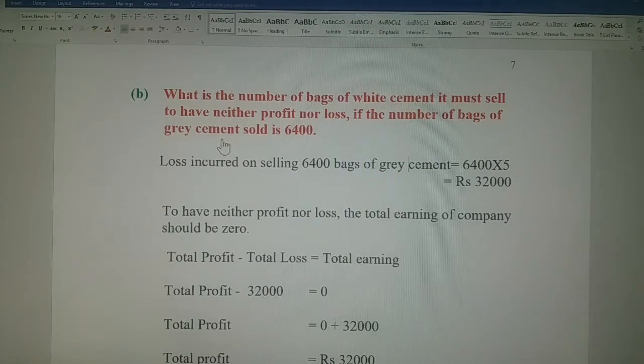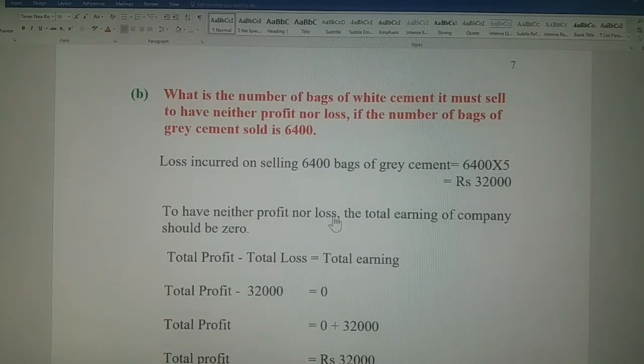Now we know that when the company sells grey cement bags, it is having a loss of 5 rupees per bag. So on 1 bag, the company is making a loss of 5 rupees when it sells grey cement. So the total loss incurred on selling 6,400 bags of grey cement will be 6,400 into 5, 32,000. So the company is incurring a loss of rupees 32,000 when it sells 6,400 bags of grey cement.